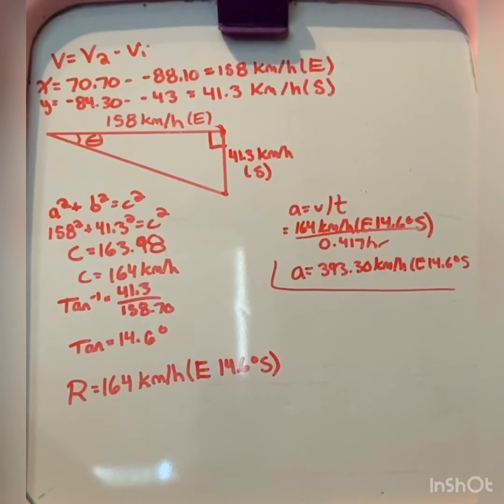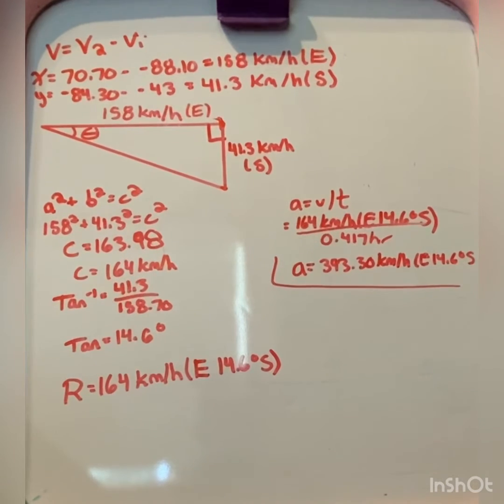With these values, you can now make a triangle and find the hypotenuse. In order to find the hypotenuse, you have to use the Pythagorean theorem, which is a squared plus b squared equals c squared. For the Pythagorean theorem, you use c squared equals 158.70 squared plus 41.3 squared. You'll get an answer of 163.98. But because of sig figs, you must round it up to 164 kilometers per hour.